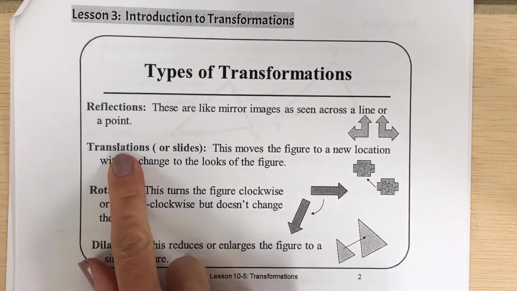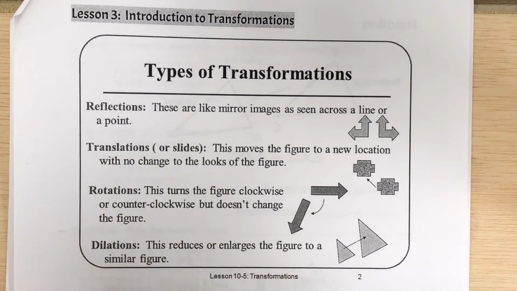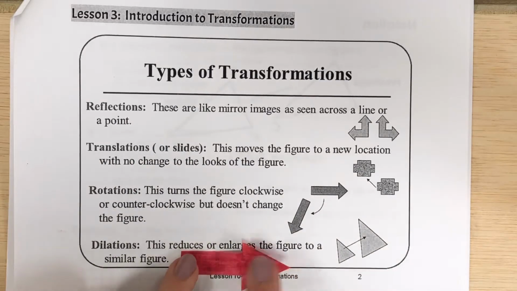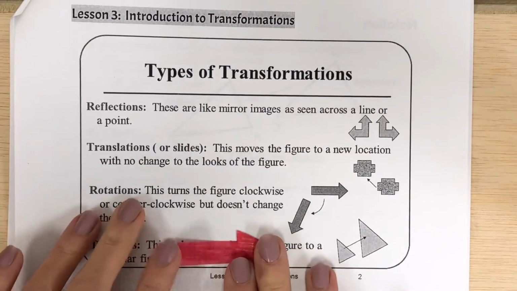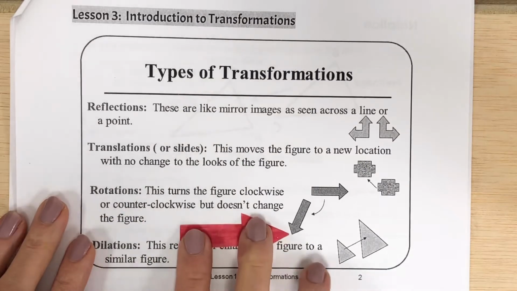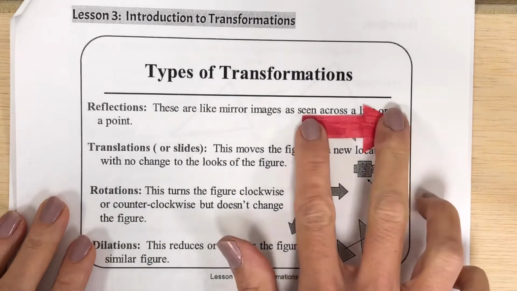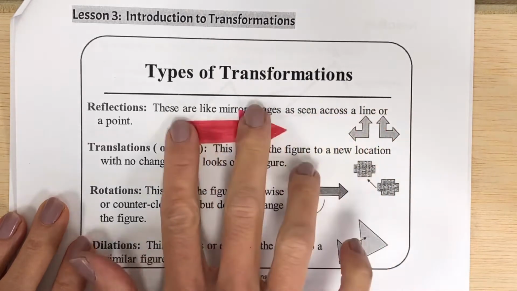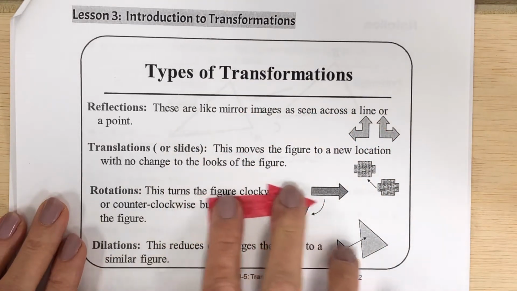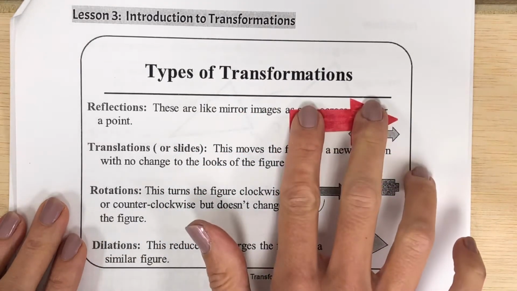A translation, some people refer to it as a slide. It basically just moves the figure without changing it at all. So it just kind of moves it either this way and then up, like that. So it's in the same orientation as it was before. You're just kind of moving it either to the right or to the left, and then up or down.